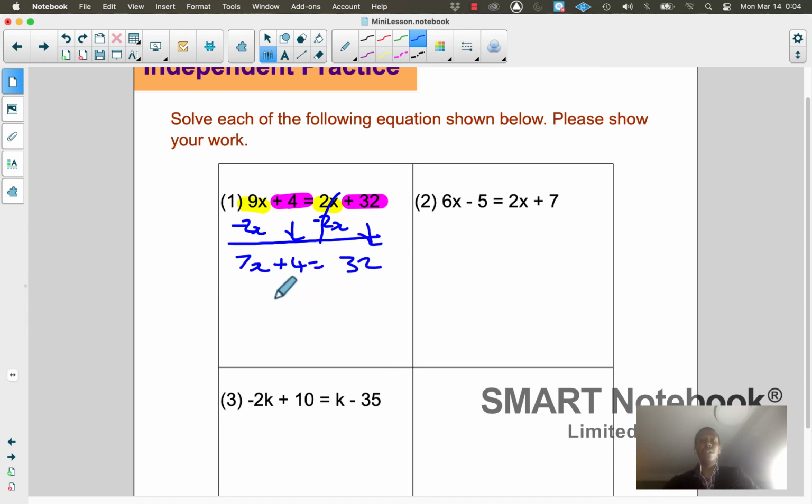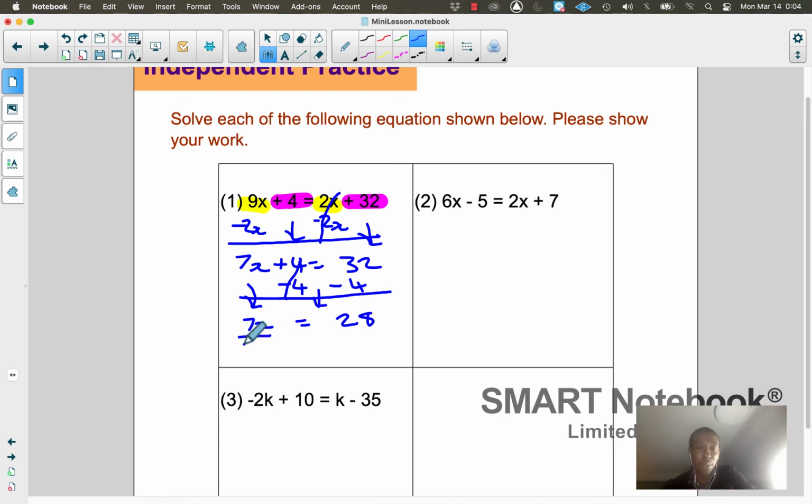Very good. So now, we want to move the constant 4. Remember, x doesn't like company. We want to isolate the x. Addition. What is the inverse of addition? Subtraction. Very good. Subtract 4 on both sides of the equation. Draw a line through that. Bring down what's left. 7x, right, is equal to 32 minus 4. 28. Very good.